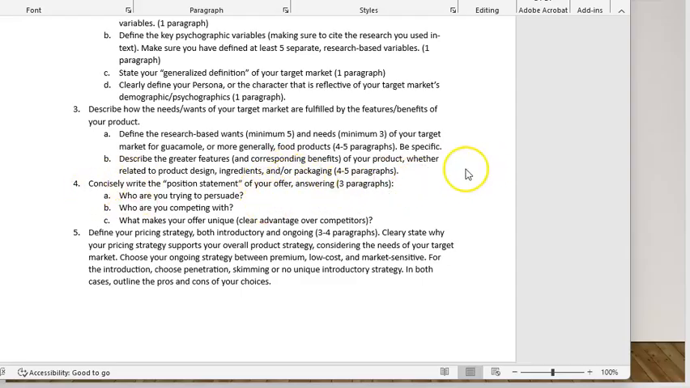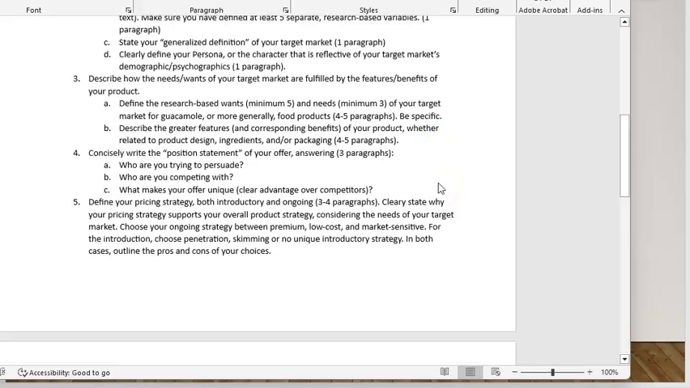Then you want to concisely write your position statement. Now, this is something you have to take a good hard look at and make sure you've done this right. Your position is, who are you trying to persuade? Who are you competing with? That means you have to look at some of your competition that's out there. And then what makes your offer unique? What's your key strategic advantage?